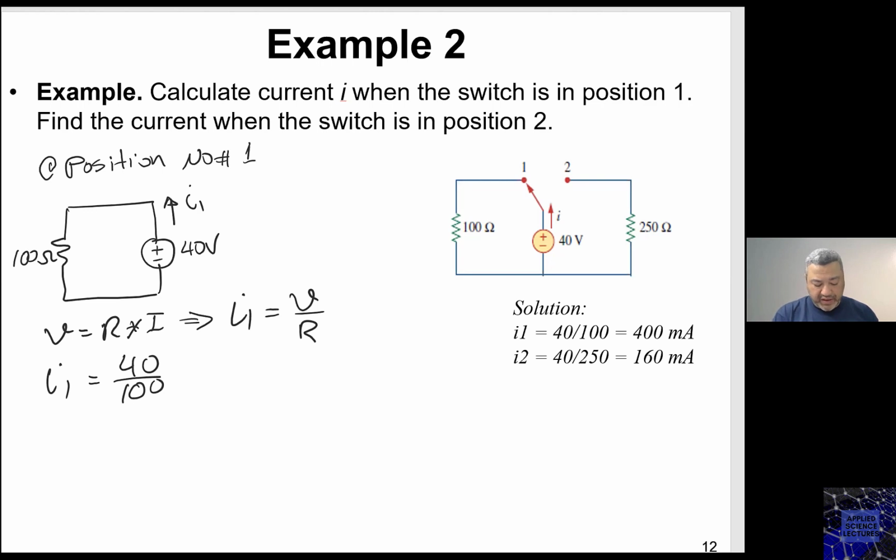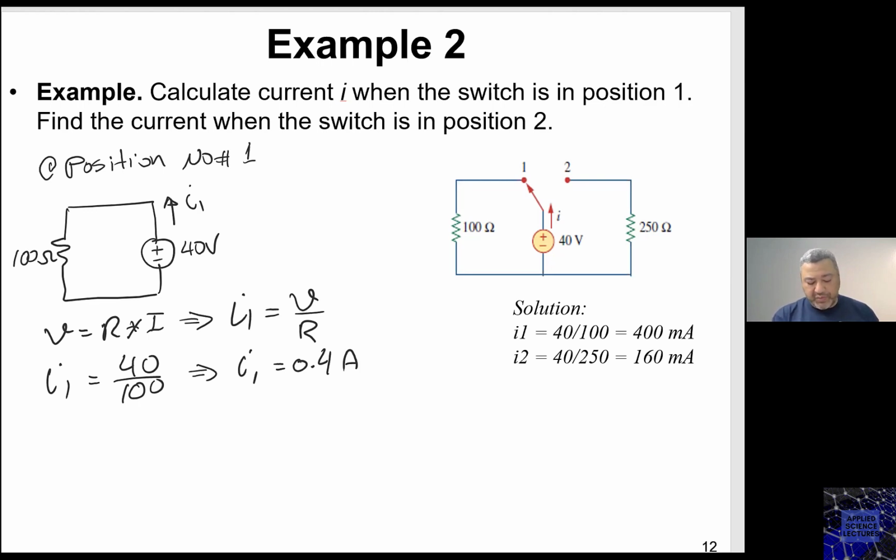And now in this case, this one is going to be 400. Either I say 0.4 ampere or 400 milliampere. So this is my current for position number 1.